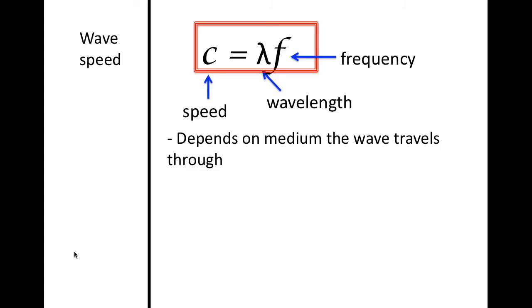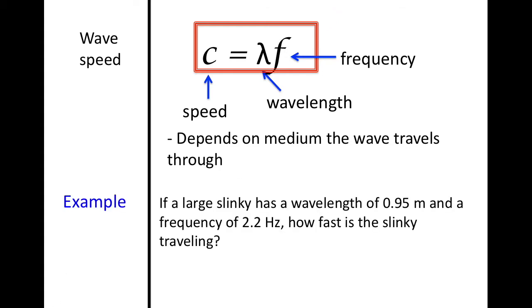If we know the wavelength and frequency of a wave, we can determine how fast the wave is traveling. Here's the equation for wave speed. The speed of the wave is denoted as c equaling lambda times frequency, lambda being wavelength and frequency being this cursive f. The speed of the wave may differ depending on what kind of medium the wave is traveling through.